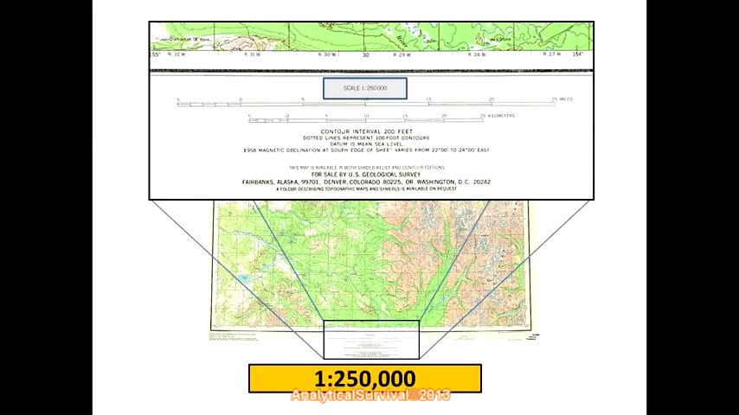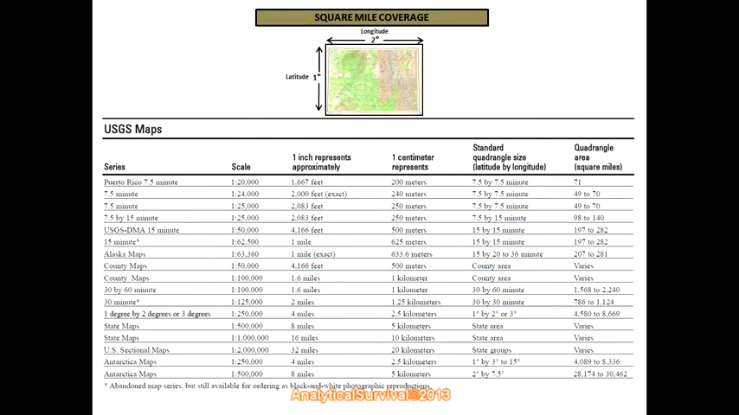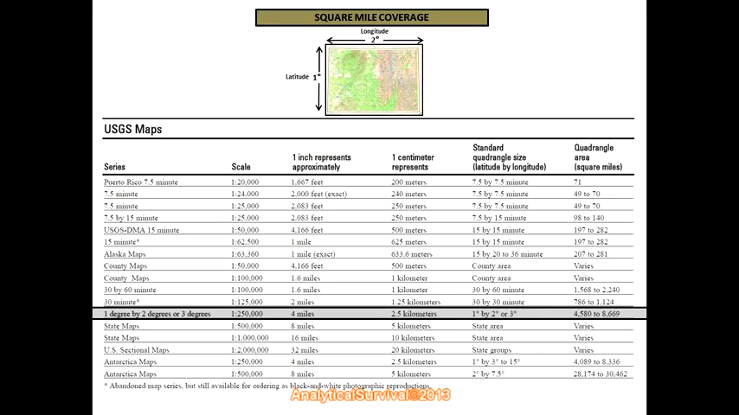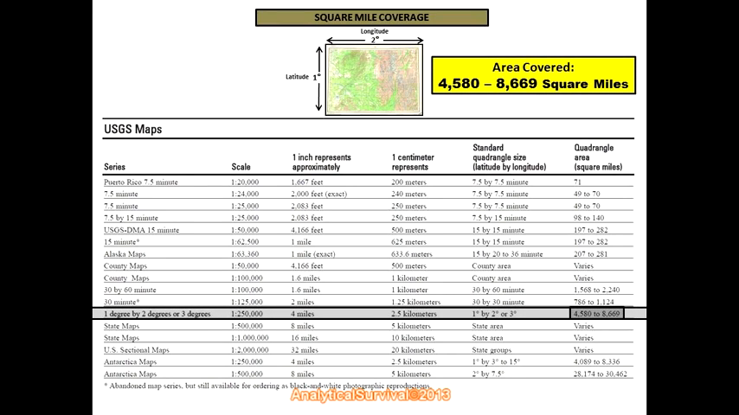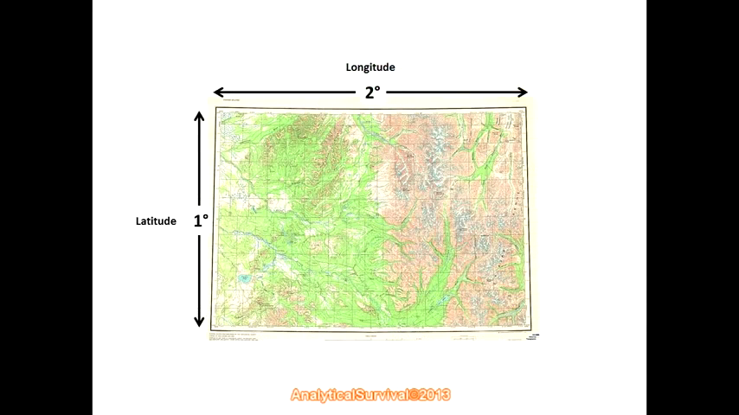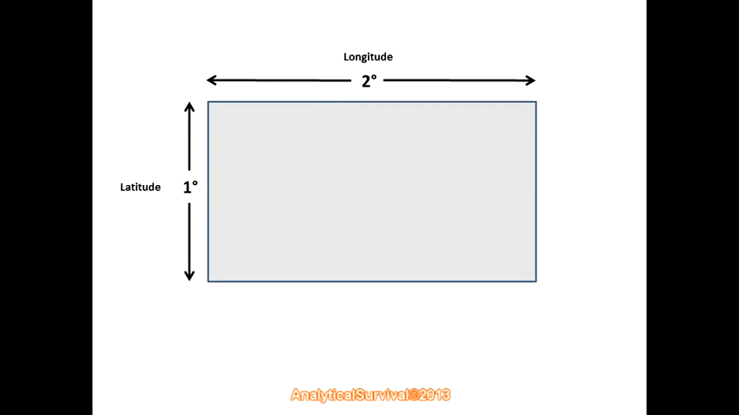So just how much area does a map of this size cover? Well, we know that United States Geological Survey maps in this size cover 4,580 to 8,669 square miles. So this here is a map that covers a lot of area. So it's a very good overview map of a regional area. Now let's take that same 1 by 2 degree and subdivide it into quarters.